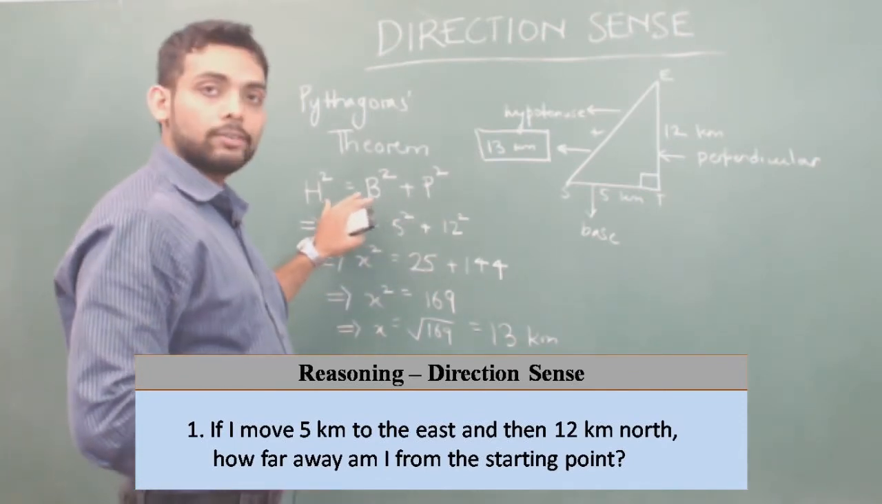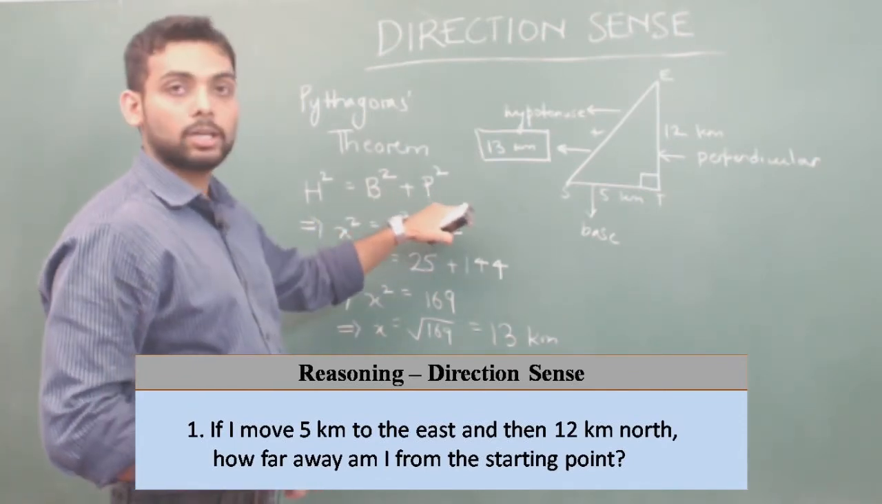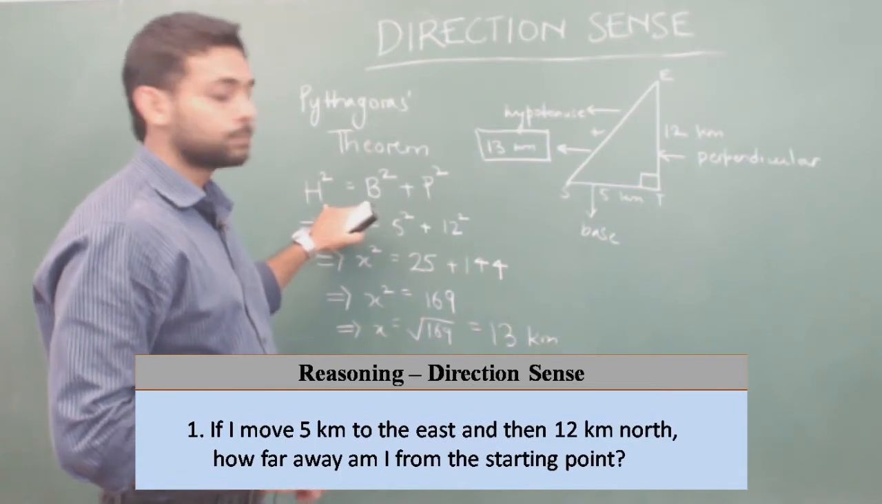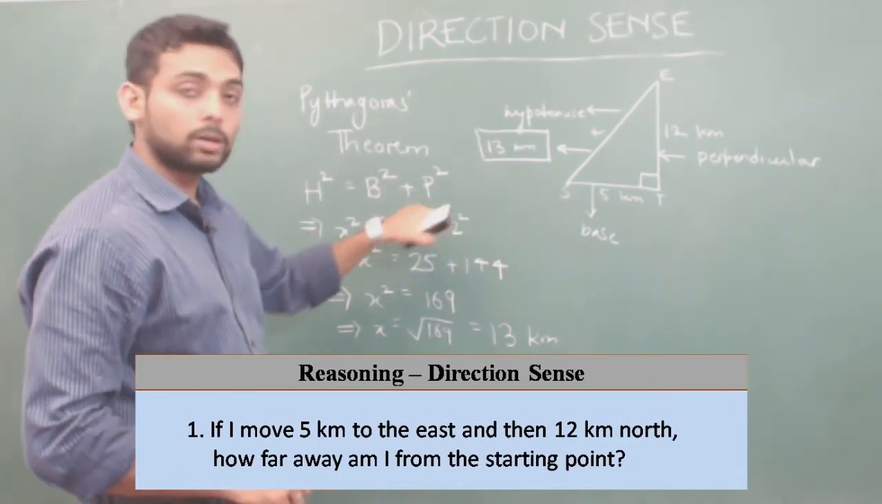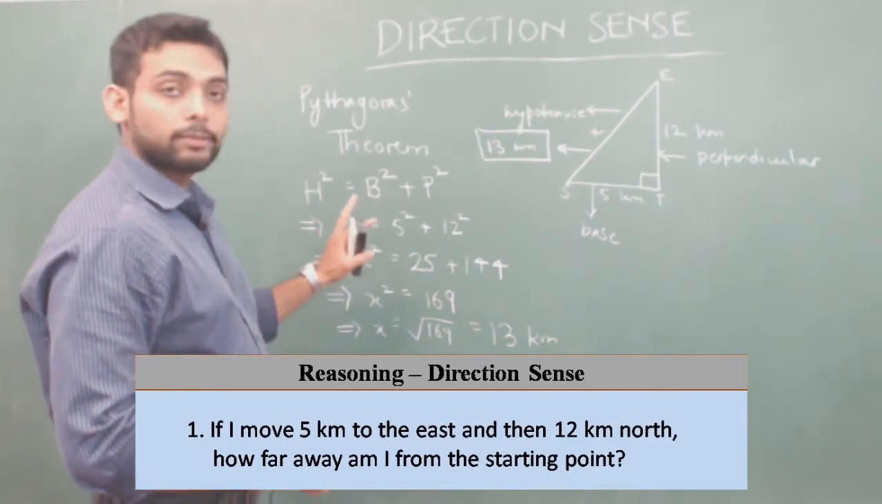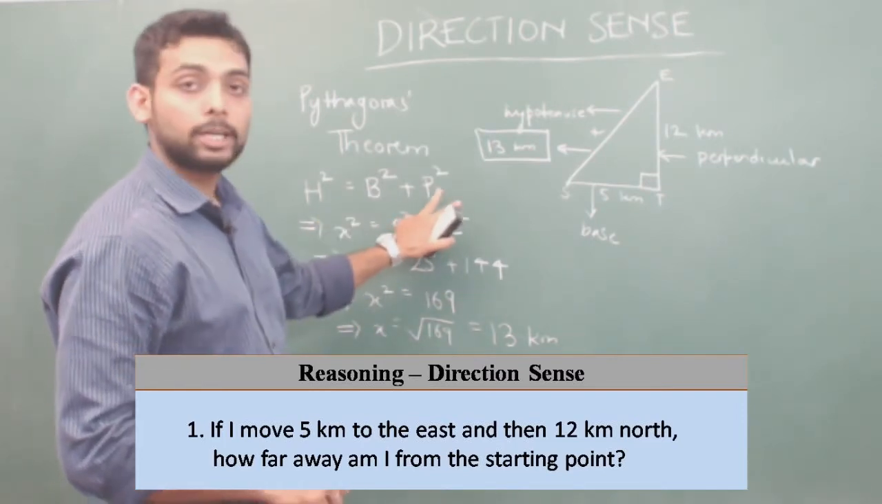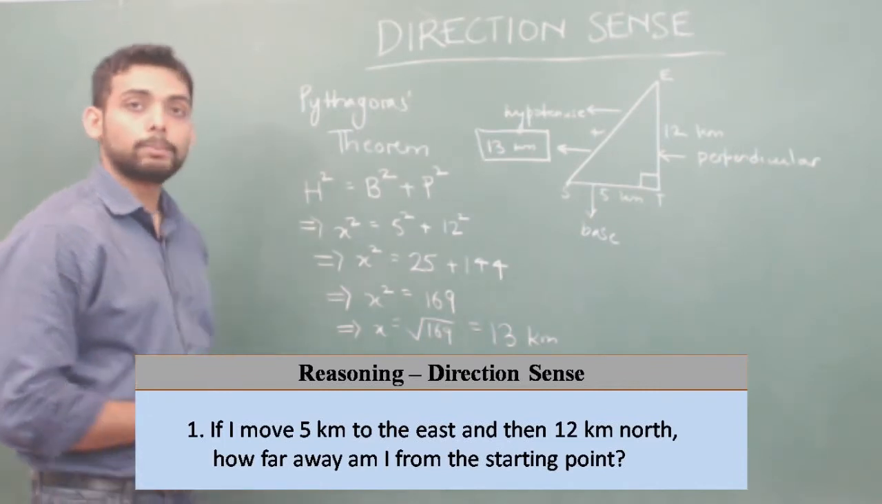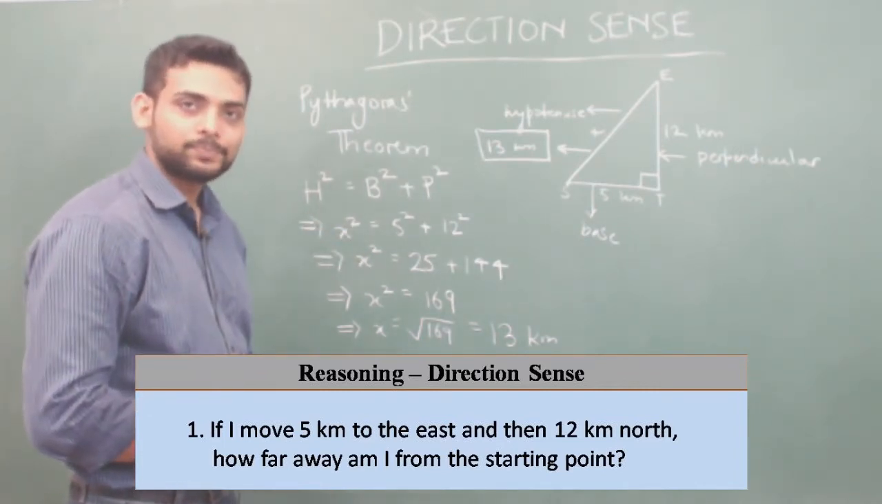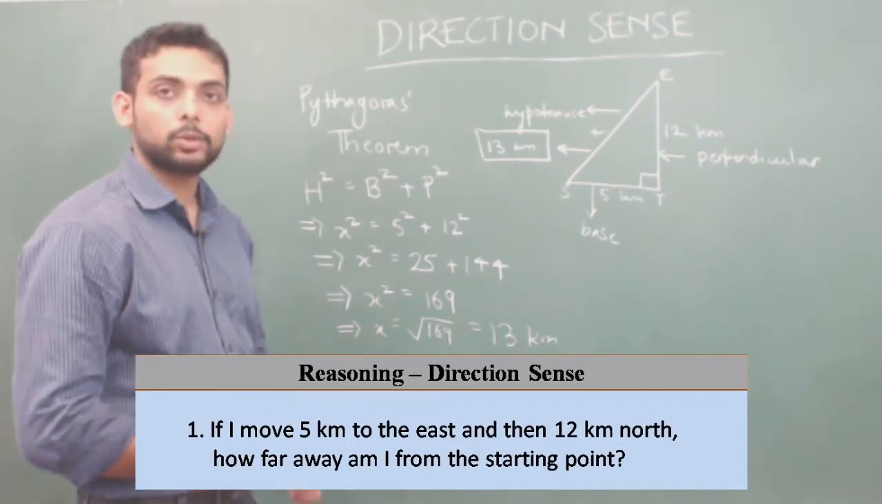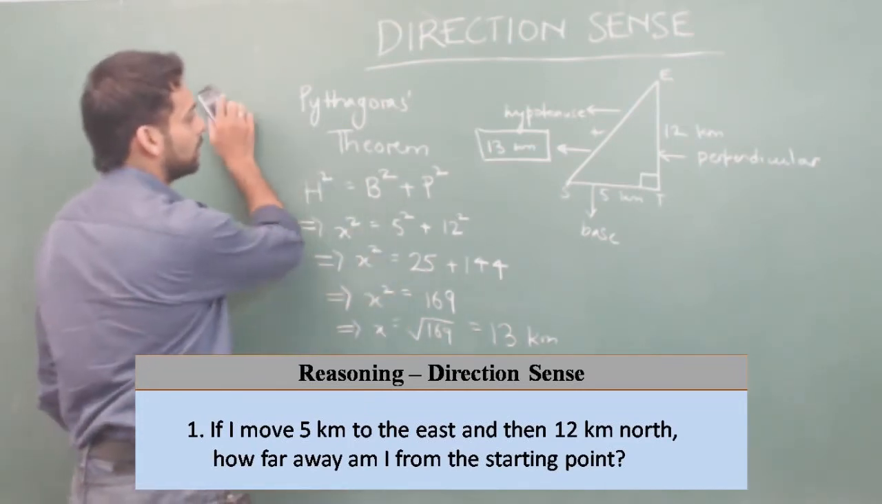If we are given the value of the base and perpendicular, we can find out the hypotenuse. If we are given the value of the base and the hypotenuse, we can find out the perpendicular. And if we are given the value of the hypotenuse and the perpendicular, we can find out the base. So in this manner, we can solve this sum very easily. Okay, so hope this is clear to you. Let's move right along to our next.